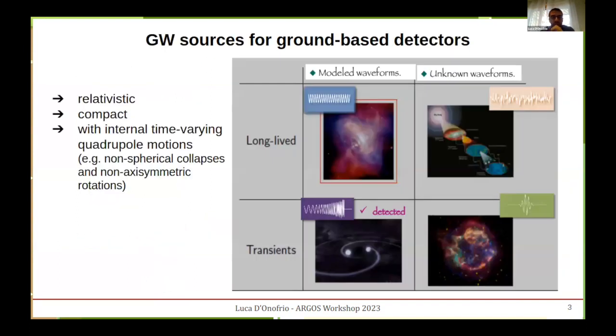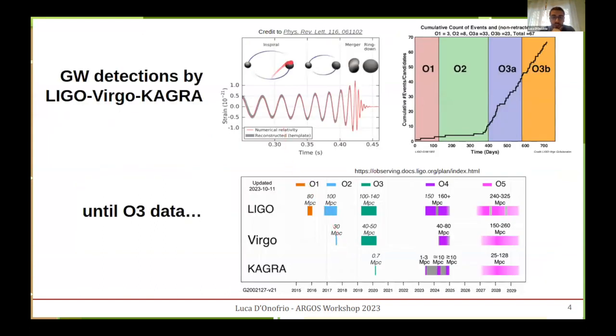The sources for ground-based detectors, of course, should be relativistic, compact, and with an internal time-varying quadrupole motion. There are four main groups of sources, and they can be divided according to the time scale of the signals, and also whether we can model the expected waveform. So far, we have detected the merger of black holes or neutron stars. This is a picture of a model of the waveform. As you can see, the time scale here is of the order of a fraction of a second, and you see the inspiral phase, the merger, and then the ringdown.